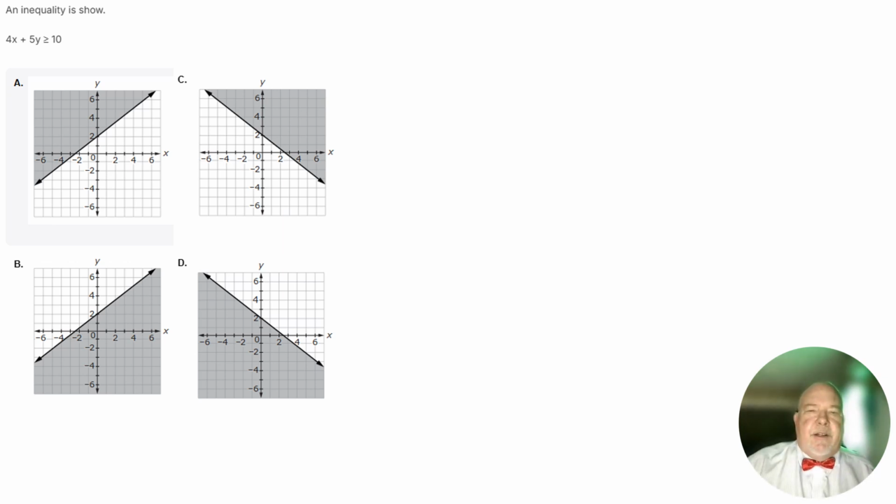So what we have here is a linear inequality, 4x plus 5y is greater than or equal to 10. And they're asking us to graph this. This is in standard form. Standard form is ax plus by is greater than or equal to c.